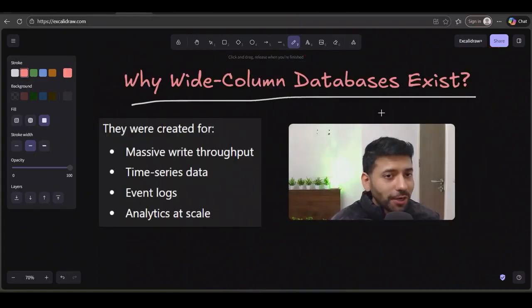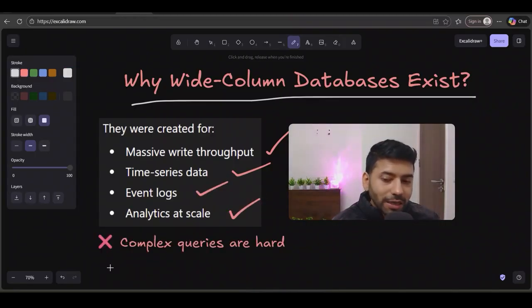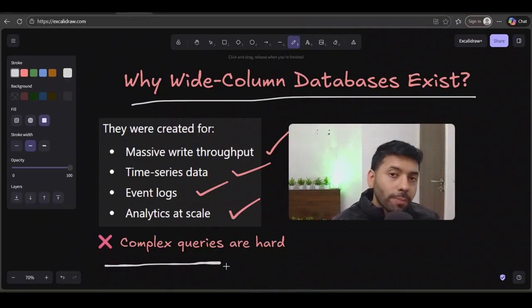In wide column databases, the data is stored as rows with dynamic columns, correct? And they were created for massive write throughput. So a wide column database is optimized for write-heavy workloads. Apart from that, they are also created for time series data. We'll discuss it more. Then for event logs and for analytics at scale. Another thing about wide column database is that they are not good for complex queries. So complex queries are hard in wide column database.